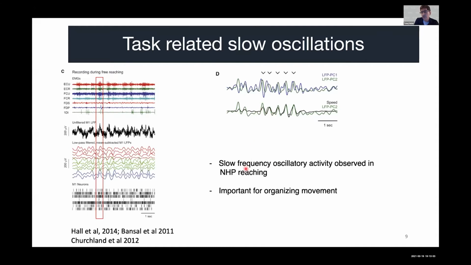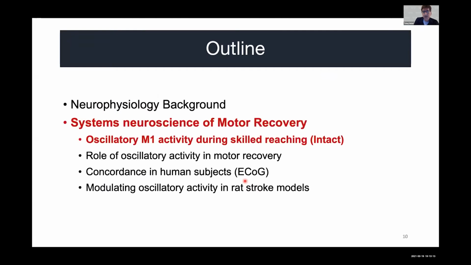So this low frequency oscillatory activity has been described in non-human primates, and it seems to be important for organizing the movement at the level of kinematics as well as EMGs. So hopefully that was enough of a neurophysiology background. Next I'll delve into what kind of oscillatory activity we are seeing in our rodents when they're learning a skilled reaching task.